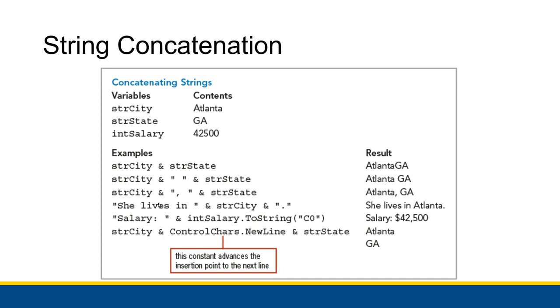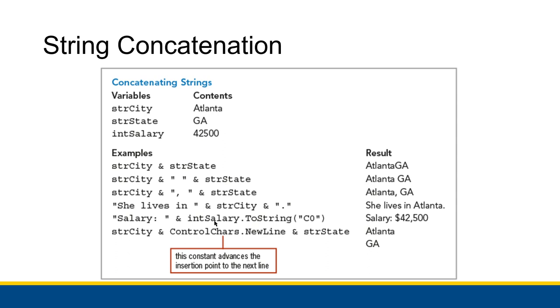And then some more complicated combinations of strings. She lives in Atlanta with a period at the end. You have the string 'she lives in ' with a space at the end, then the variable, then a string with a period at the very end, all being concatenated together to give us this really nice look. We also have a great example of the ToString method's formatting specifiers being super useful, because without them we'd have to insert the dollar sign and figure out how to get the comma in there. Using these specifiers, it handles all of that for us, and we just have to worry about putting the colon and then the space before the variable.